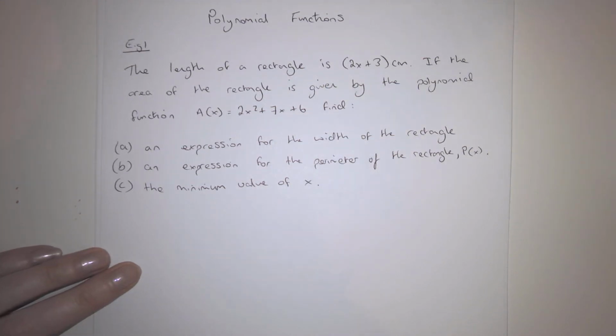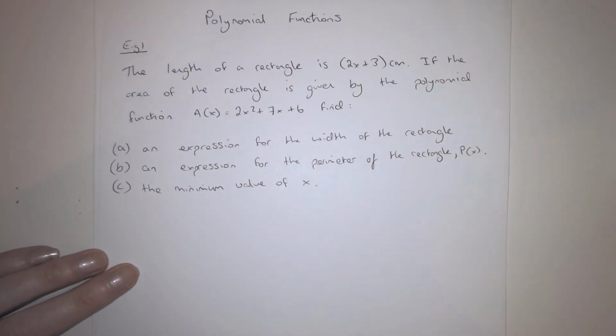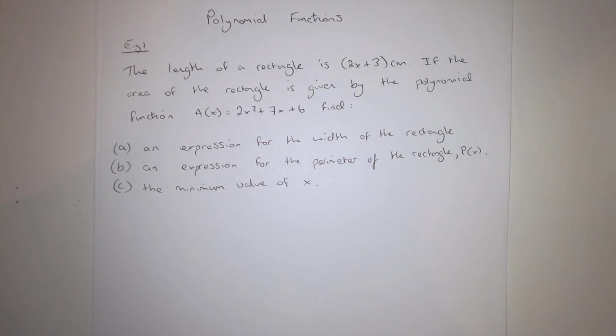So this section is on polynomial functions. So the first example is here. It says the length of a rectangle is 2x plus 3 centimeters. If the area of the rectangle is given by the polynomial function A of x equals 2x squared plus 7x plus 6, find an expression for the width of the rectangle, an expression for the perimeter of the rectangle, P of x, and the minimum value of x.